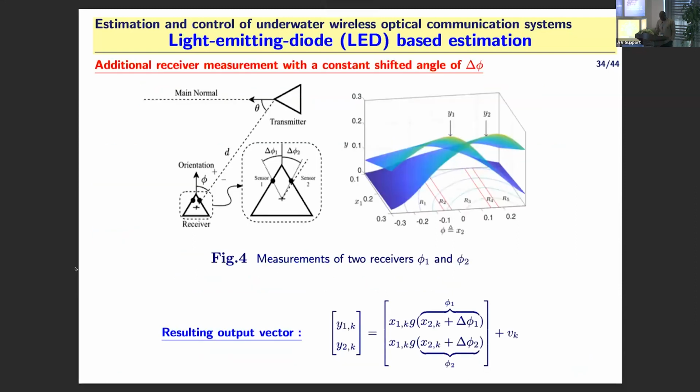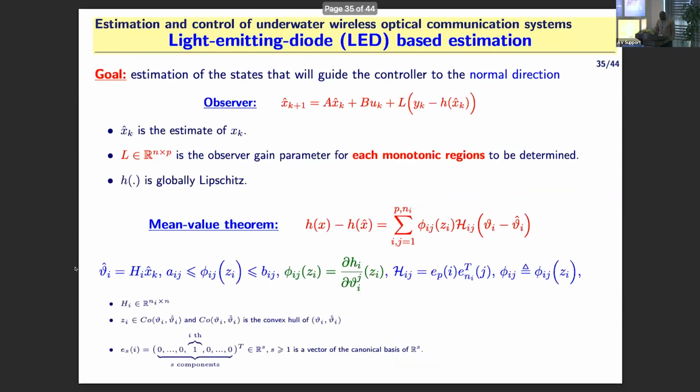So what we do is we use another measurement, which is a shifted angle. We use a shifted angle measurement to get out of this unobservability condition. When we get this observability, we can actually build an observer. That's what I presented at the beginning, which is a copy of the system plus a correction term.